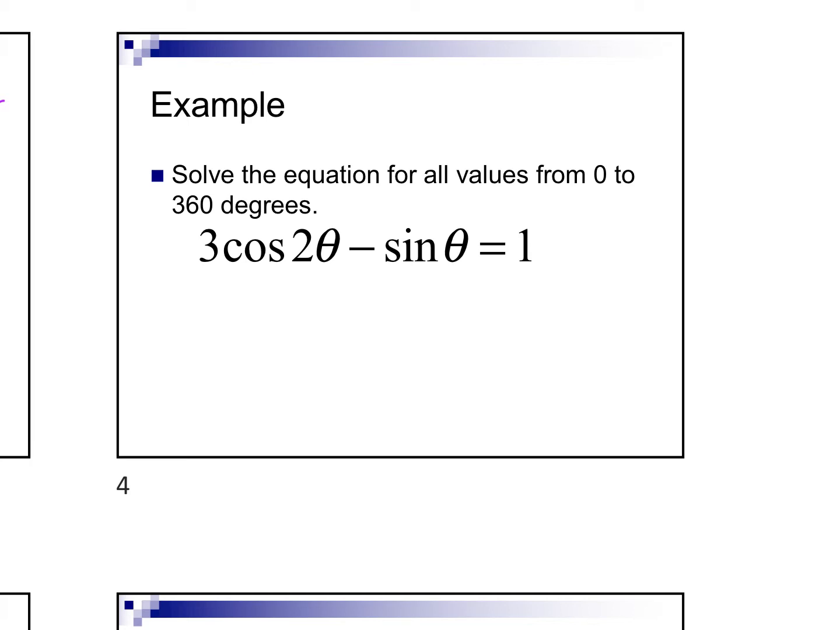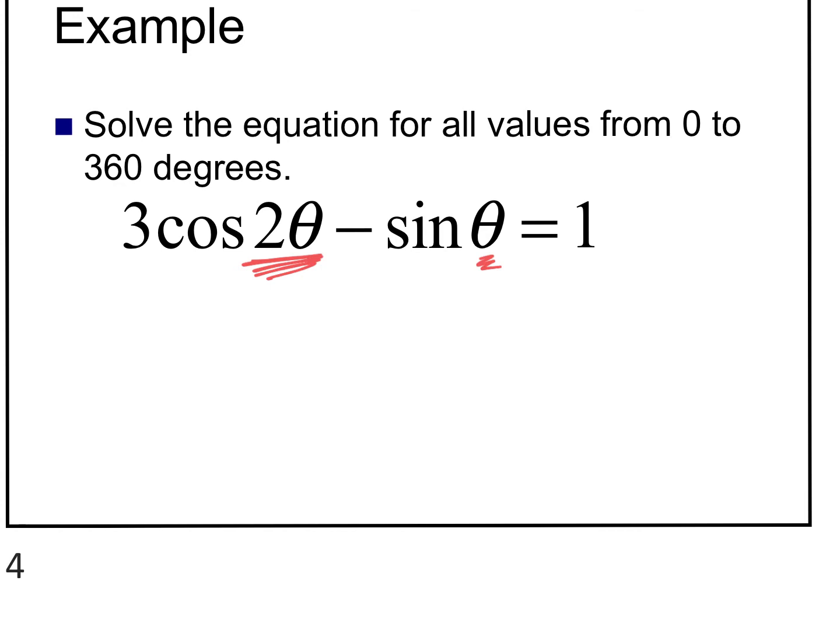Okay, now the first thing that should sort of jump out at you here is that this problem has two different angles in it. The first angle is 2 theta, but the other angle is just theta. Okay, and we can't do a problem that has two different angles in it. So what we're going to do instead is we're going to make a substitution here.